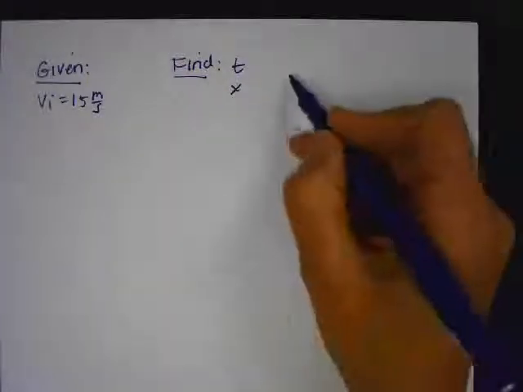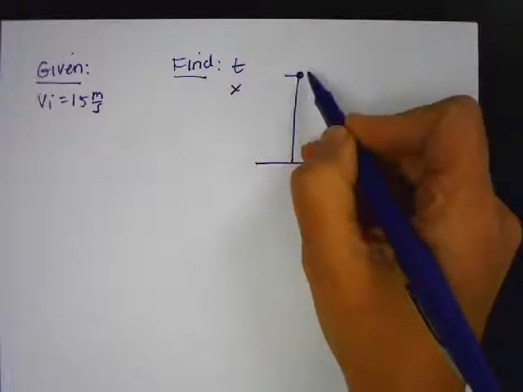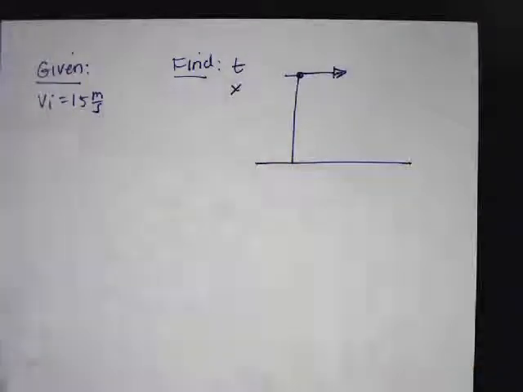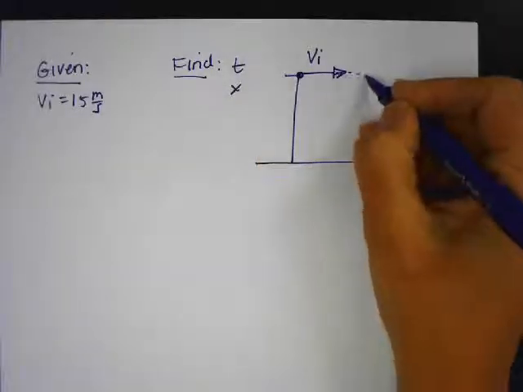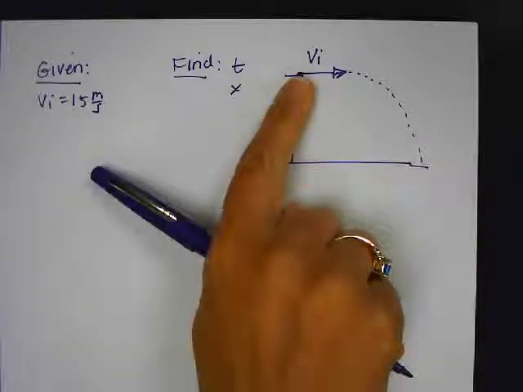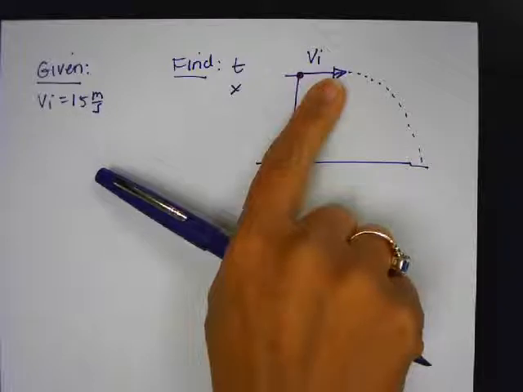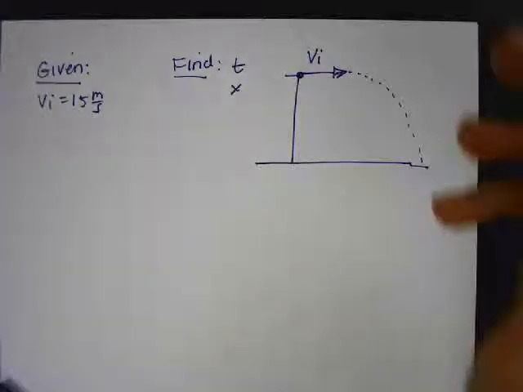But let me draw my picture. So here is the cliff. Here's the stone. It's being projected horizontally like this. So this is my initial velocity. Again, this is my frame of reference. And because gravity is the only thing acting on it, remember, once I let go, there's no longer a horizontal force pushing on this, so the only thing pulling it down is the acceleration due to gravity.